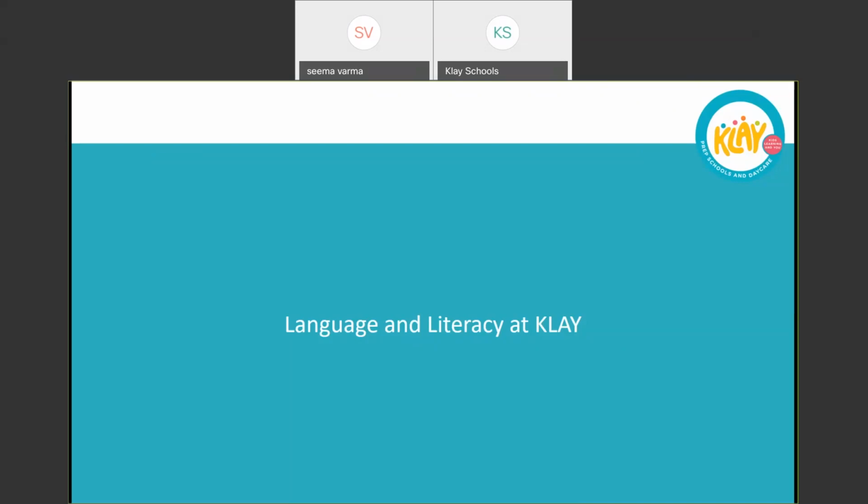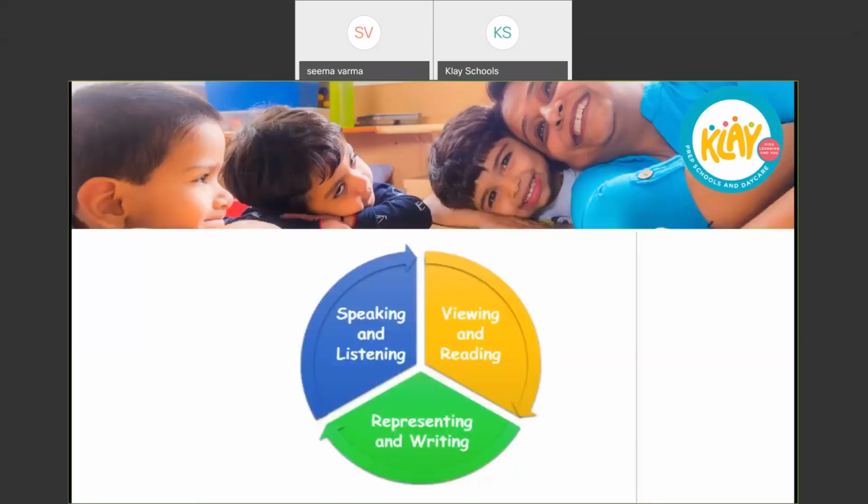So we know that language stimulation starts as early as infancy. There are three key things that comprise language and literacy as a whole. These three important buckets are speaking and listening, viewing and reading, and representing and writing.